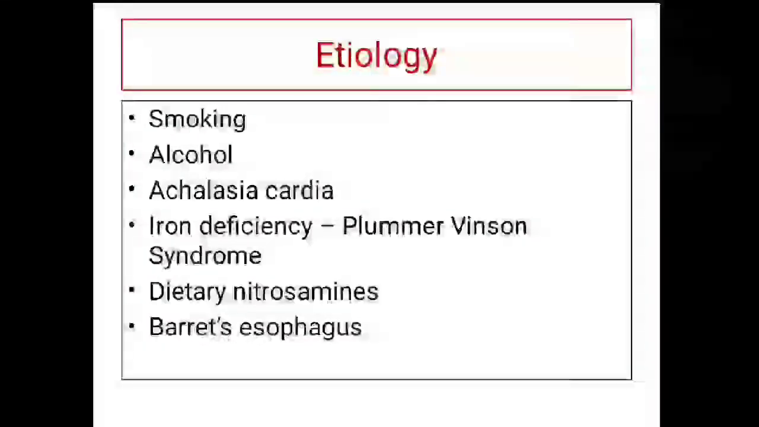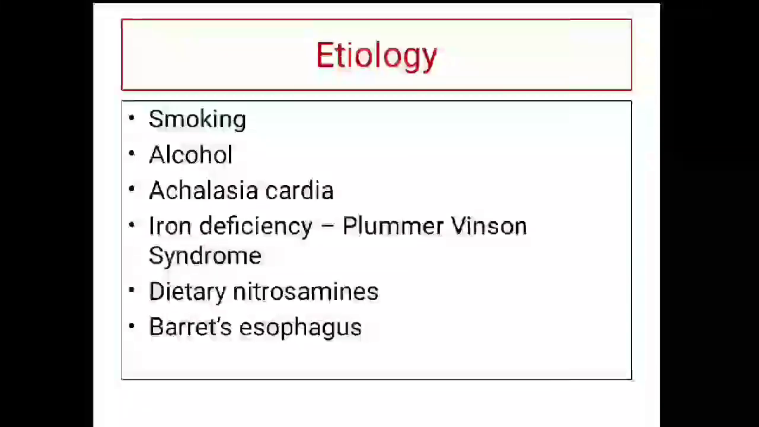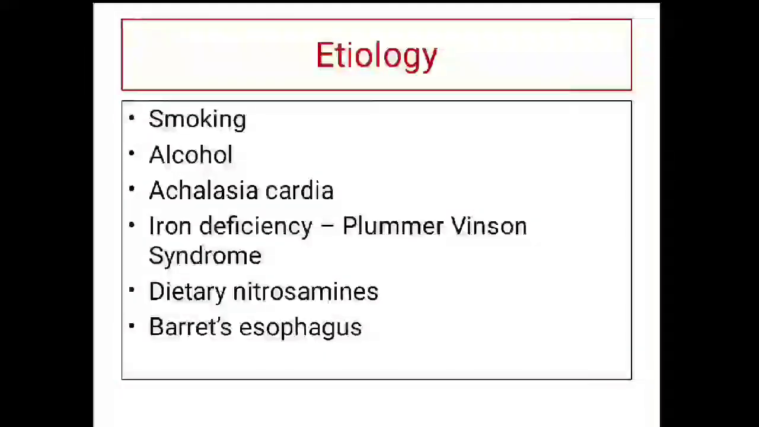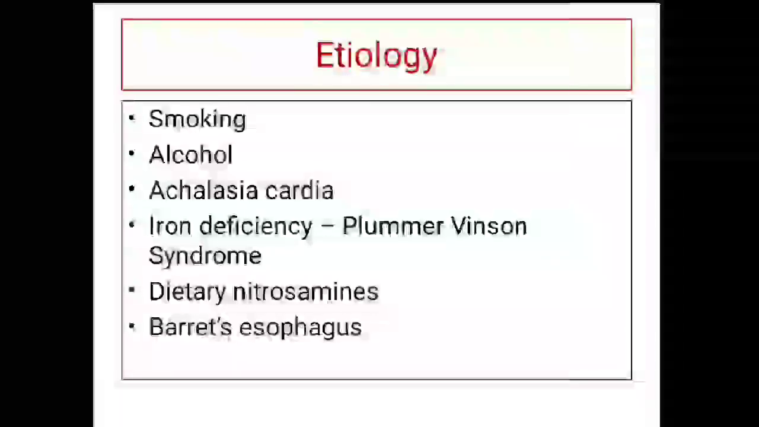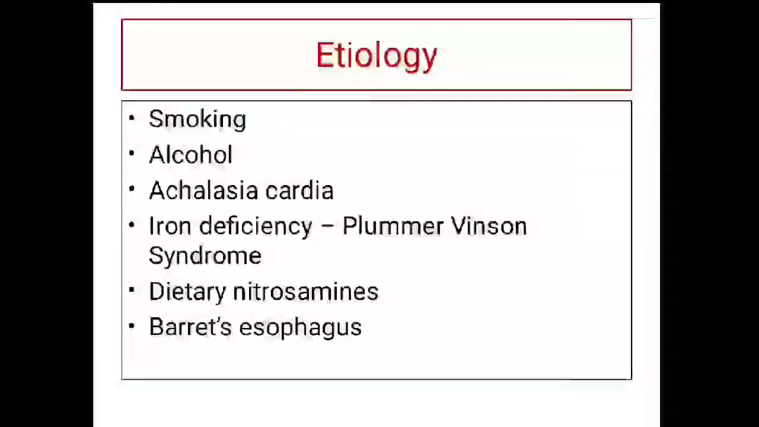Dietary nitrosamines are often present in charred protein in food like steak or kebab. These dietary nitrosamines are highly carcinogenic and are implicated in esophageal, gastric, and colorectal carcinoma. And as we have already discussed, Barrett's esophagus is an important etiology of esophageal carcinoma. This is one important etiology that would cause adenocarcinoma rather than squamous cell carcinoma.